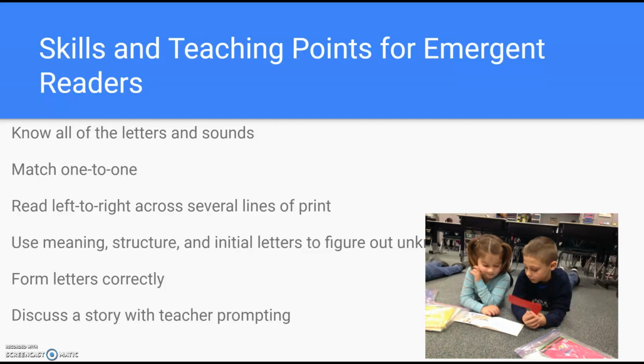directionality across several lines of print, use meaning, structure, and initial letters to figure out unknown words, form letters correctly, hear and record consonant, vowel, consonant sounds in sequence, monitor for meaning, reread a sentence to correct errors or confirm predictions, reread and write about 30 sight words, discuss a story with teacher prompting, and they should also be able to write a simple message about the book with teacher scaffolding.